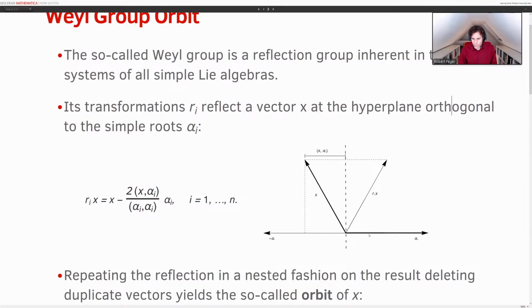You have the first simple root of SU3 here, alpha 1. You have the vector x here. I hope you can see my mouse pointer. And you have this hyperplane, which is now here just a line, which is orthogonal to alpha 1. This is the dashed line here. And basically what this Weyl group is doing is a mirroring of x at this hyperplane, which results in the vector here on the right side.